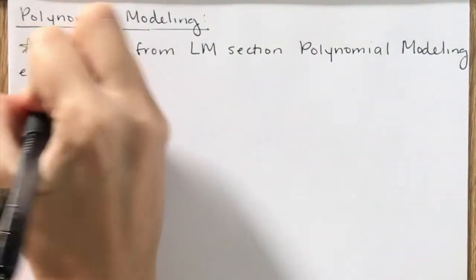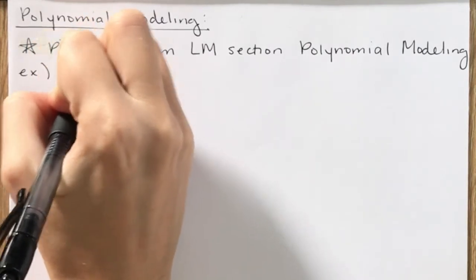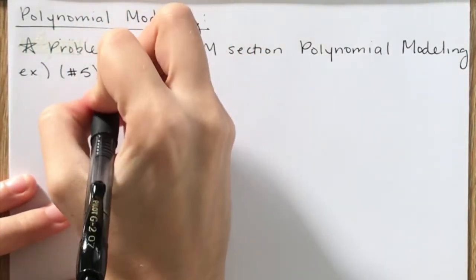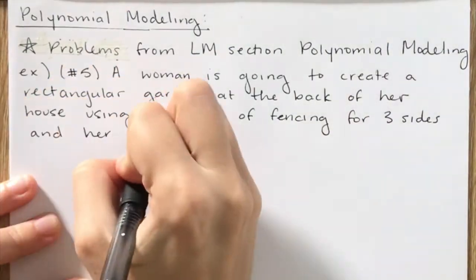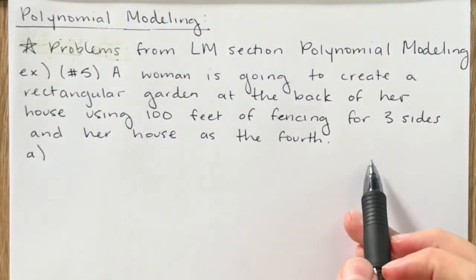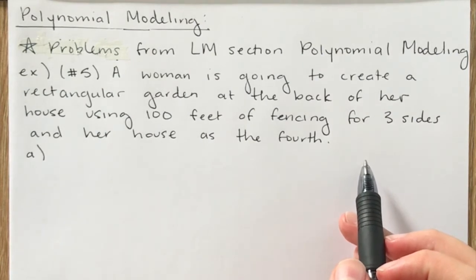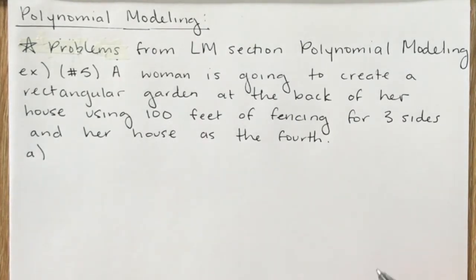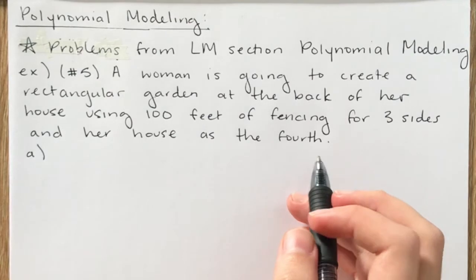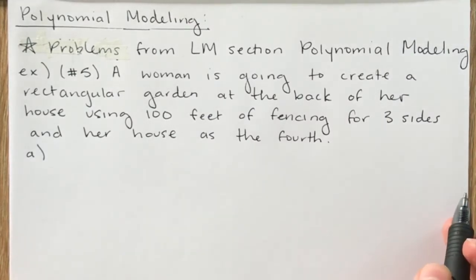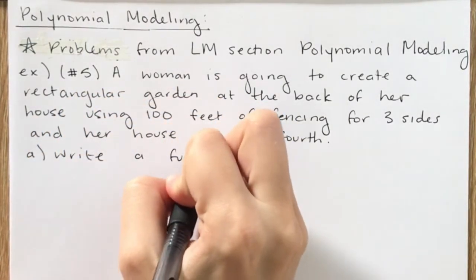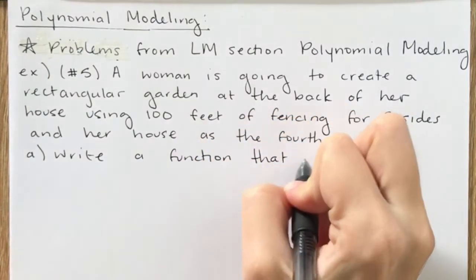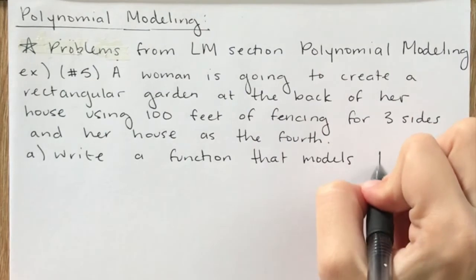The first one that I would like to talk about is number 5. I'm going to copy it here really quickly. So we have a woman who is creating a garden, and 3 of the sides of the garden are going to be fenced in. We have 100 feet of fencing for that. And then the last side of the garden will be the house. So we won't cover that side in fencing. Our first question is to write a function that models the area of the garden.